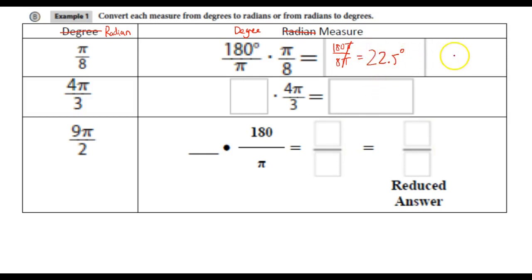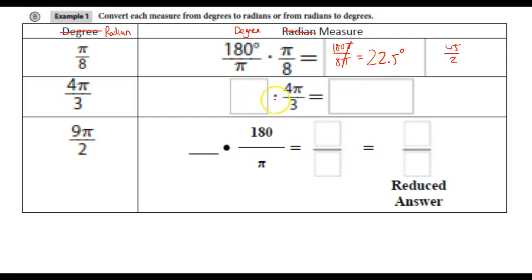And you're probably wondering, why didn't you reduce it to 45 over 2? Because that's what I got as a reduced fraction. You can put it in fractional form, but since we're dealing with degrees, it's okay to put it in decimal. It'll probably be easier to graph or to draw out anyways.